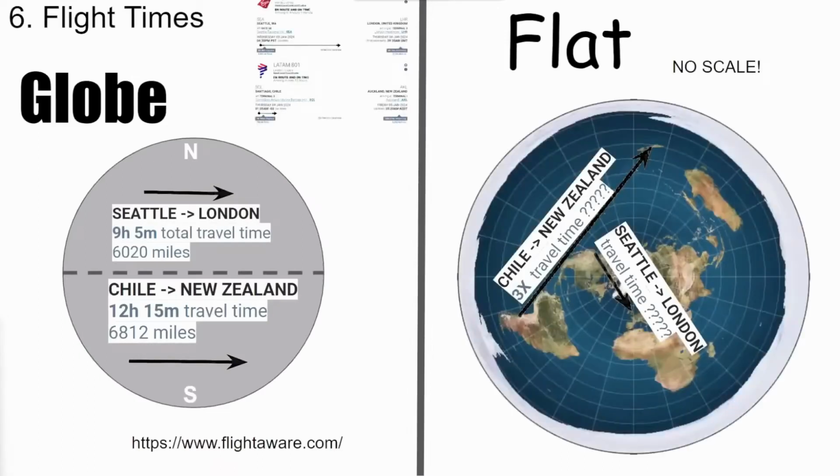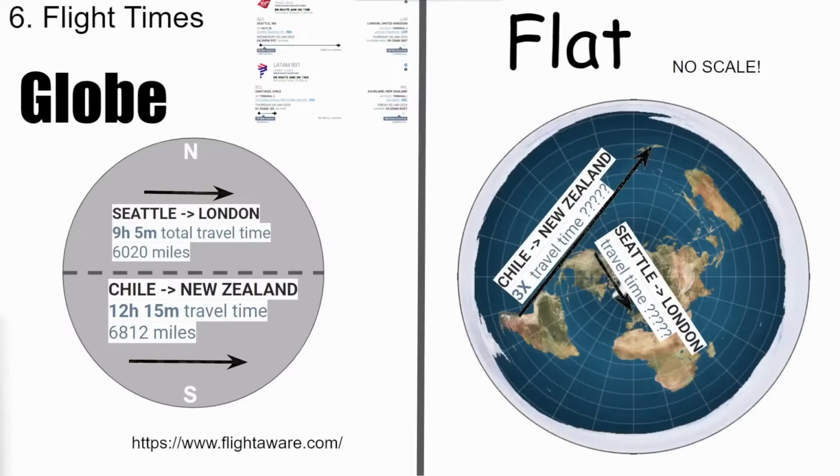Flight times. This is real flight data observed in real time from flightaware.com. I encourage everyone to go do this and test these data points live. There's thousands of them every day. Chile to New Zealand is a 12-hour flight. It goes 7,000 miles. Seattle to London is a 9-hour flight. It goes 6,000 miles.